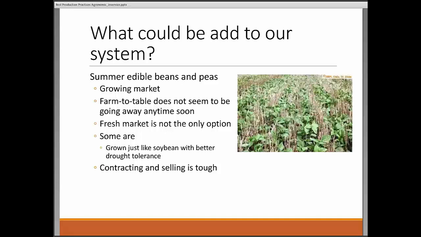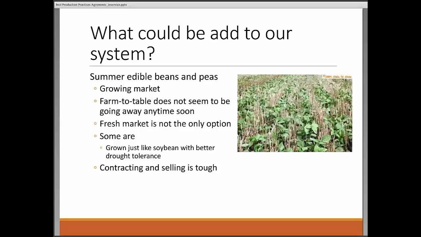Especially going into the fresh market, quality is judged pretty strictly, and it needs to be very, very good quality product to go into that fresh market. It's not like soybeans that'll go mostly as feed. This is going mostly for human consumption. So getting good quality product is a lot more critical than it is in something like soybean.